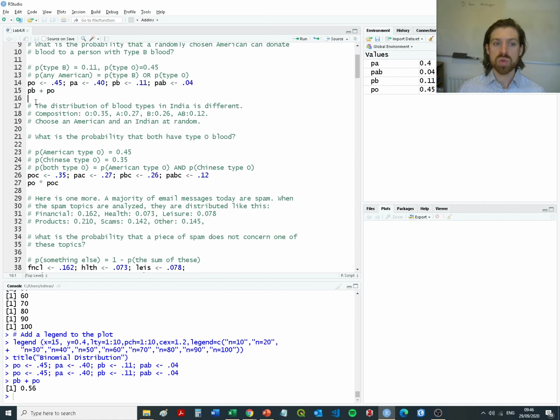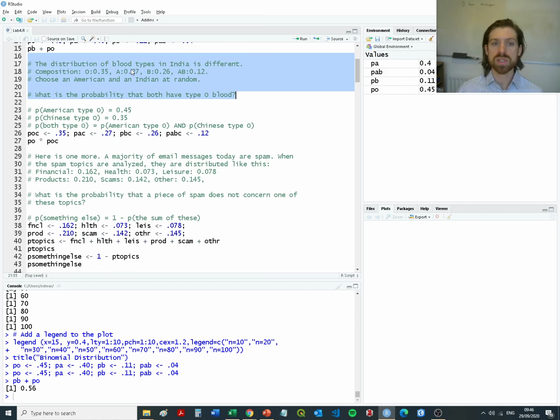Okay, let's choose a different problem now. So let's consider the distribution of blood types in India, which could be very different from the US. So the composition is 35% for the O group, 27% for the A group, 26% for the B group, and then 12% for the AB group. Okay, so what happens if you were to choose an American or an Indian at random, and what's the probability that both would have the blood type O?